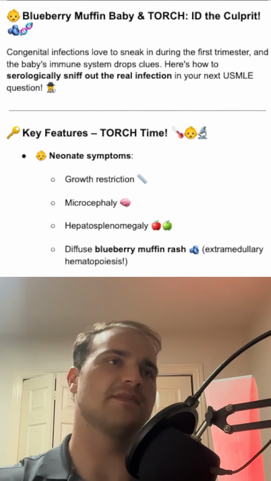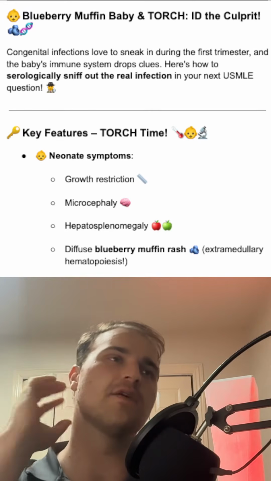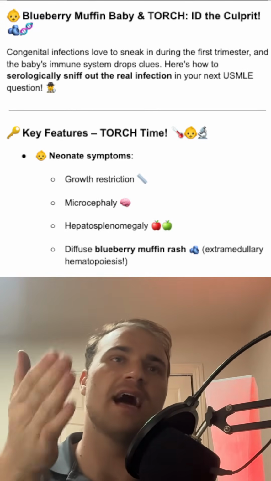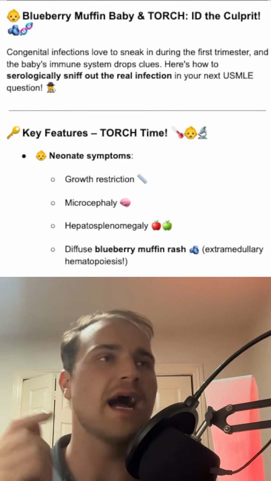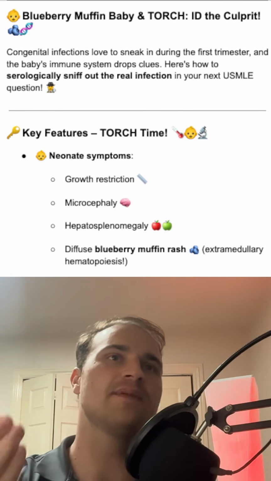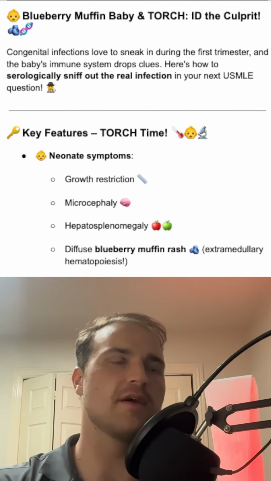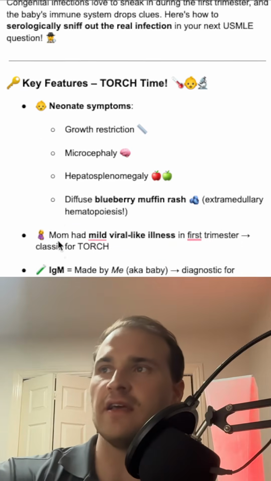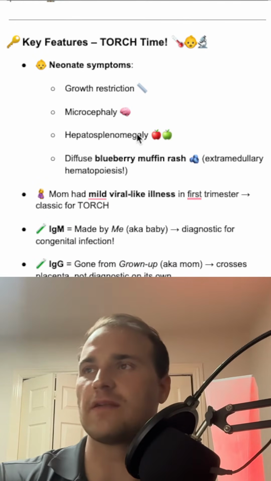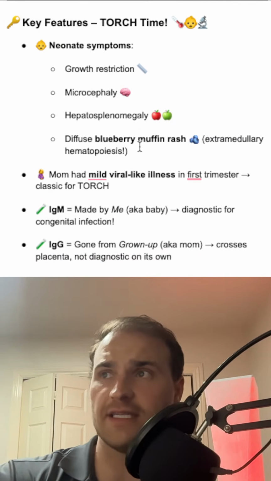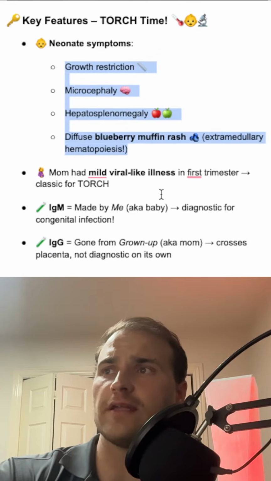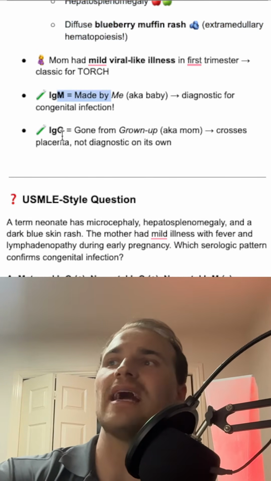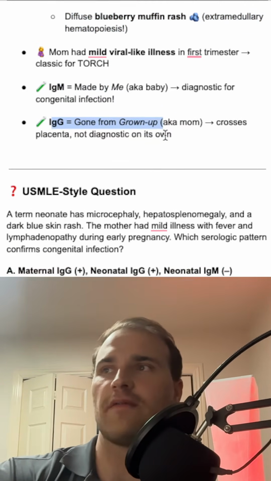And you have to look at the antibodies to know that they are present. So IgG antibodies can cross the placenta. IgG for go, cross the placenta. IgM antibodies are too big. M stands for make. You have to make it in the newborn. So if you have a TORCH infection, you'll see growth restriction, microcephaly, hepatosplenomegaly, and a blueberry muffin rash that's very, very pathognomonic for it. So IgM, made by me, IgG from the grown-up, from the mom.